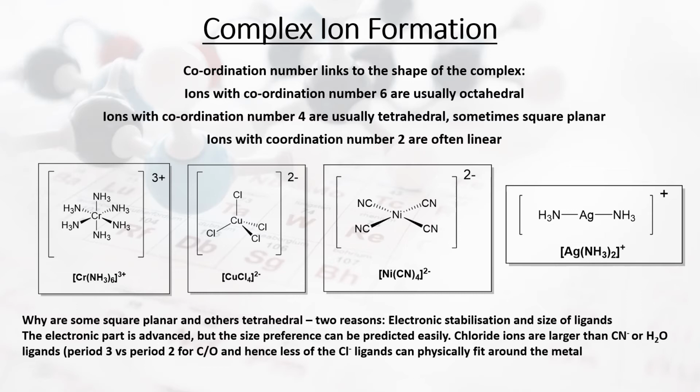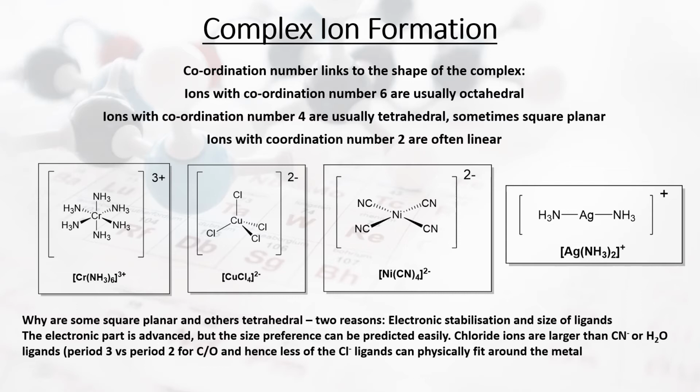And then finally, something like this diamine silver complex, AgNH3-2, is an example of a linear complex, 2 coordinate bonds, and therefore a linear complex. And you may recognize that as the ion that's present in Tollen's reagent when we think about the distinguishing test between aldehydes and ketones. Now, as I said, there are reasons why some of them are square planar and some of them are tetrahedral for coordination number 4.